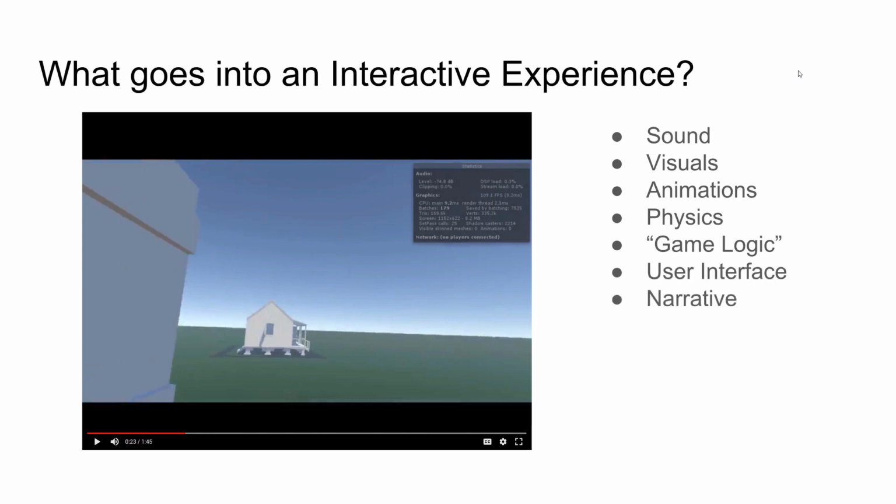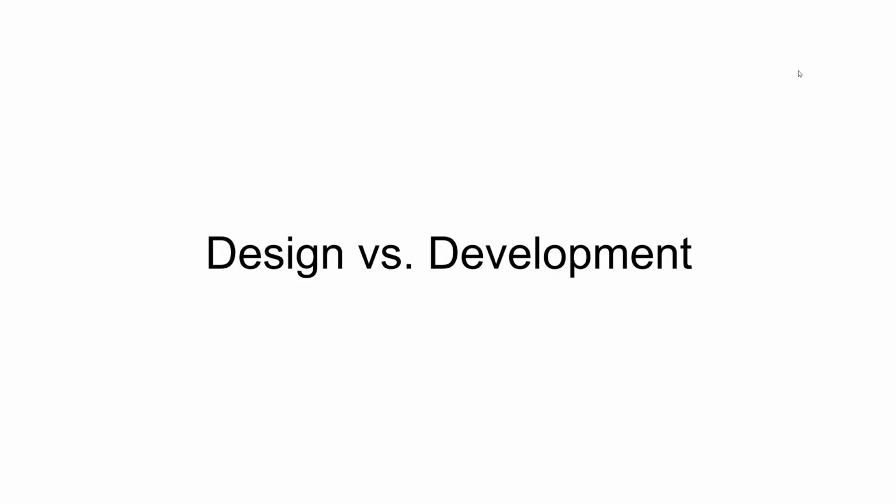Then you have user interface and narrative. User interface is clearly what buttons you press and how you interact with the environment, and narrative, we didn't show off too much here. It's generally the premise of the experience and how you move through it. There are a lot of parts to a VR experience, and I'm going to talk more about them in a moment, but I want to give a little bit of background on design and development, because in college we focus mostly on the development side. How do you build things?